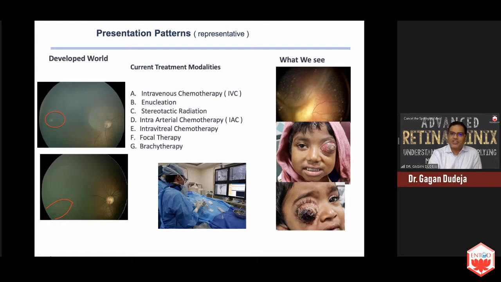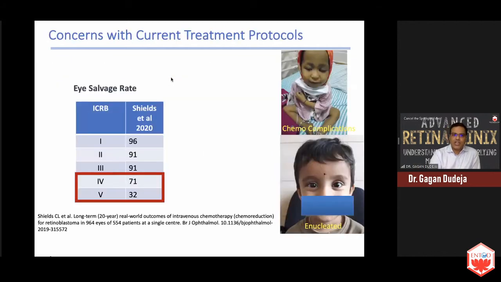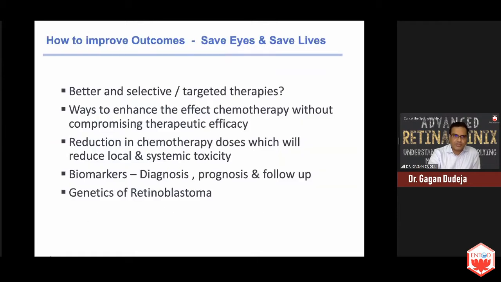In India, we usually end up with end-stage disease, extensive tumors, and children present very late to us. Even though we have a plethora of treatment modalities available now, and all of us do multimodal treatment, in spite of this, the eye salvage rate in group D and group E is still not 100%.